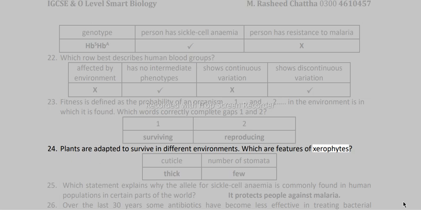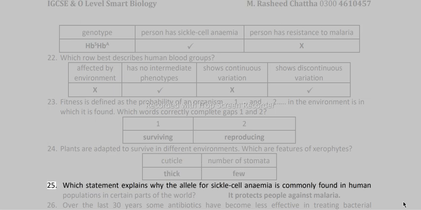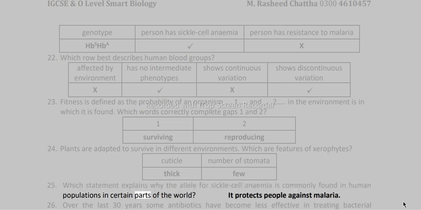Question 24. Plants are adapted to survive in different environments. Which are features of xerophytes? Cuticle: thick. Number of stomata: few. Question 25. Which statement explains why the allele for sickle cell anemia is commonly found in human populations in certain parts of the world? It protects people against malaria.